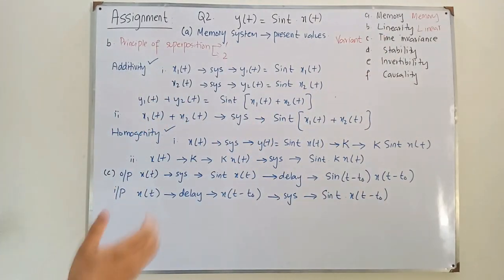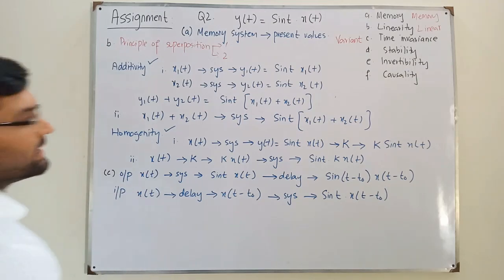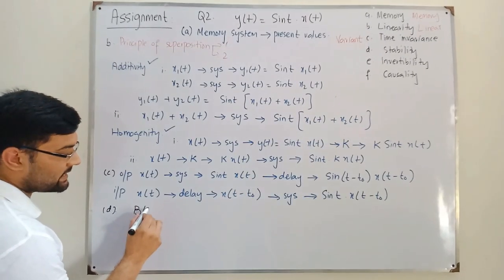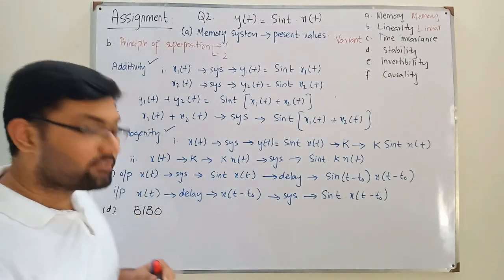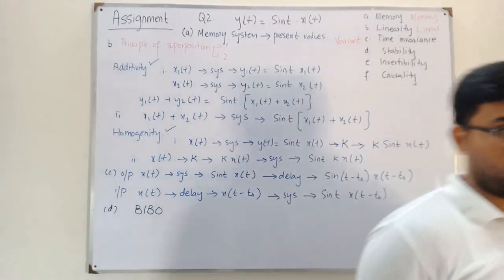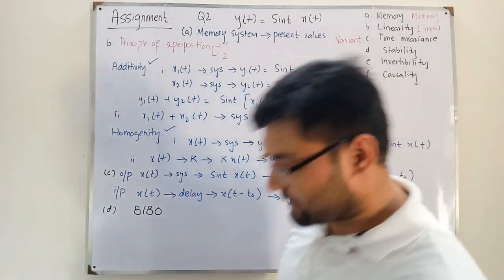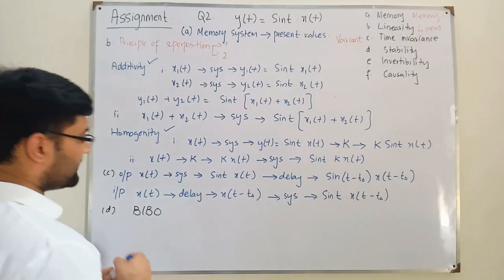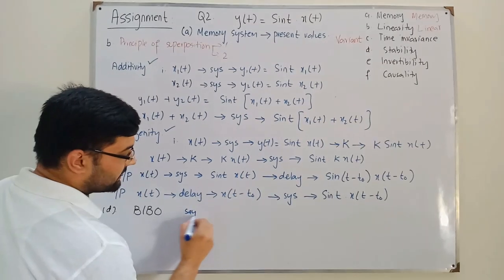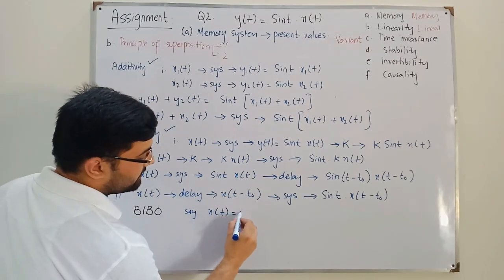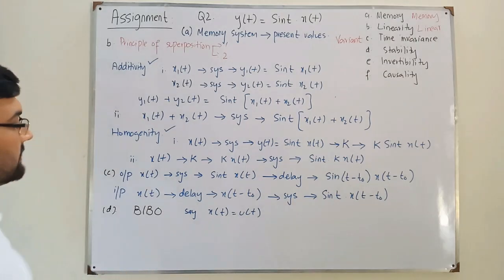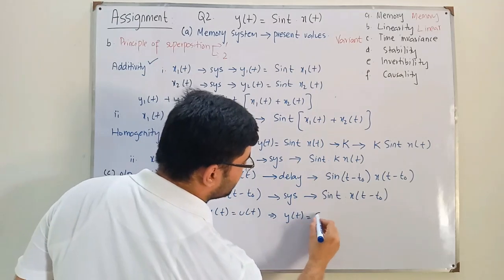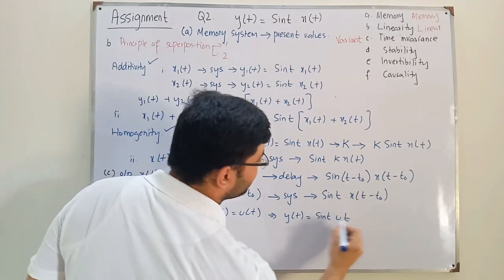Is that okay? Part D, for stability. Now you know for stability we need to check the BIBO criteria. BIBO criteria is what? For a bounded input, you have a bounded output. Isn't it so? So let's say we give it a bounded input. Let's say the bounded input given is a step signal, u of t. This would imply that y of t is sine of t into u of t.